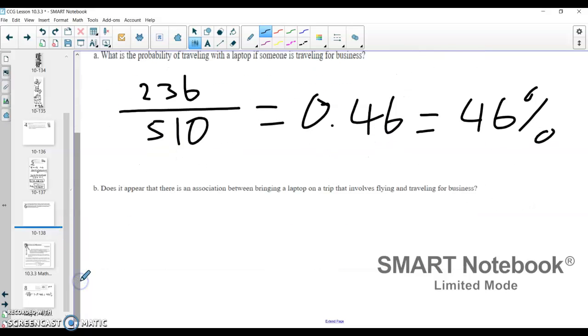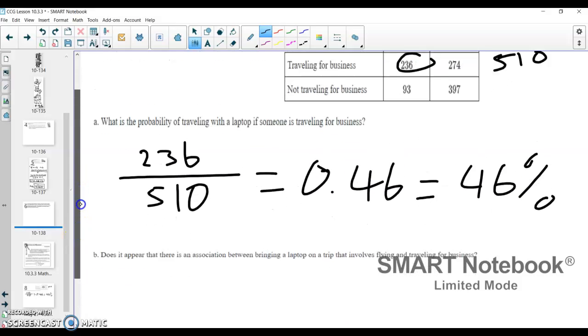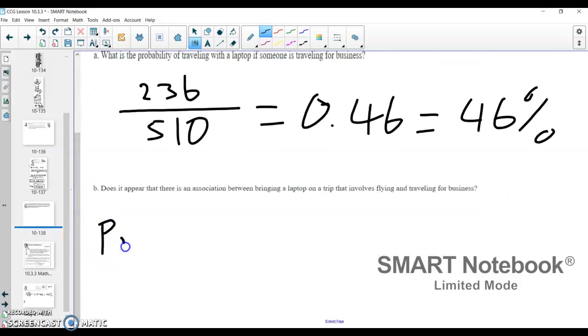Okay, the second part here is the idea of independence and association. Remember, if two things are not independent, that means they're associated. For two things to be independent, their probability and their conditional probability need to be the same. So the two probabilities we're going to look at here is the probability, I should just use P, sorry, I'm going to erase that.